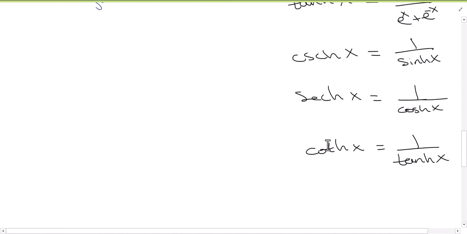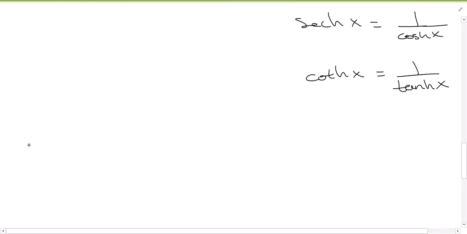So now if I want to find a derivative of, say, sinh x, how do I find that?